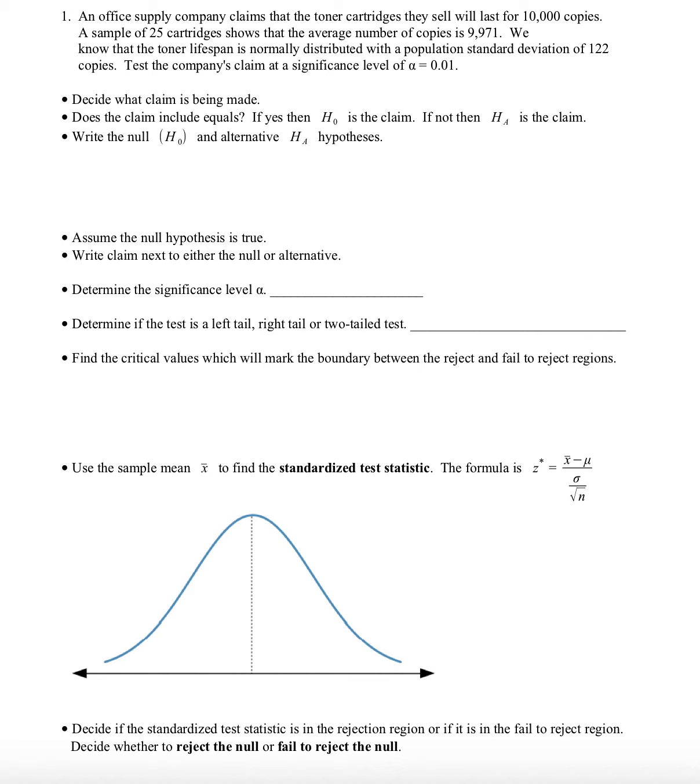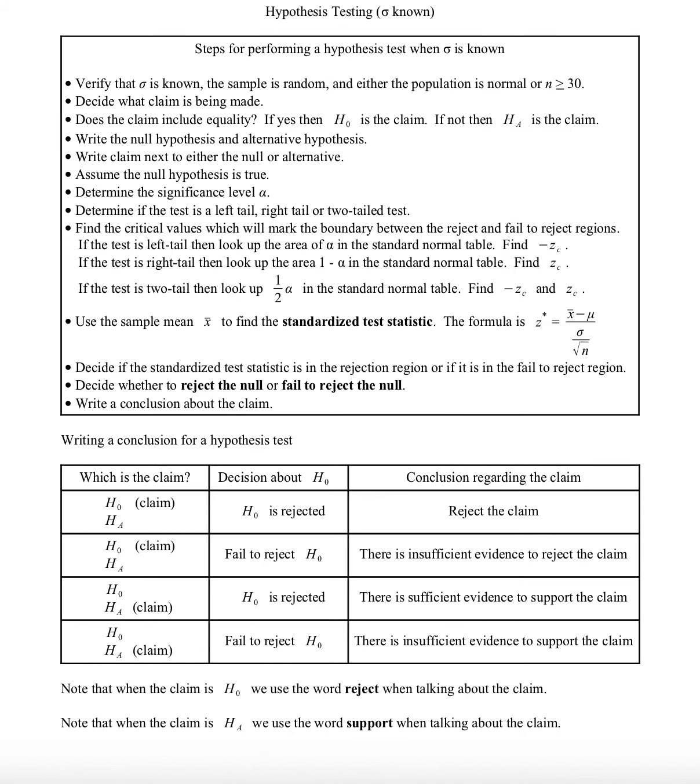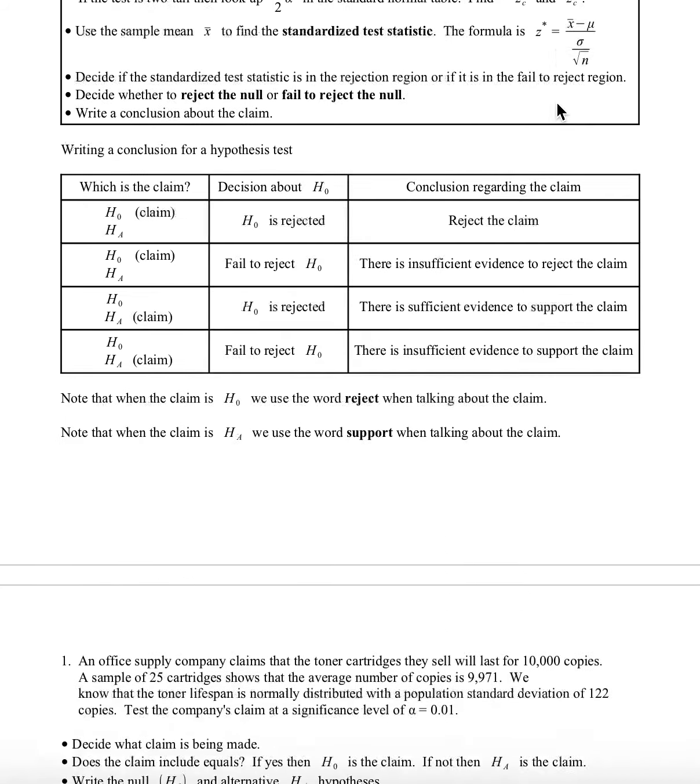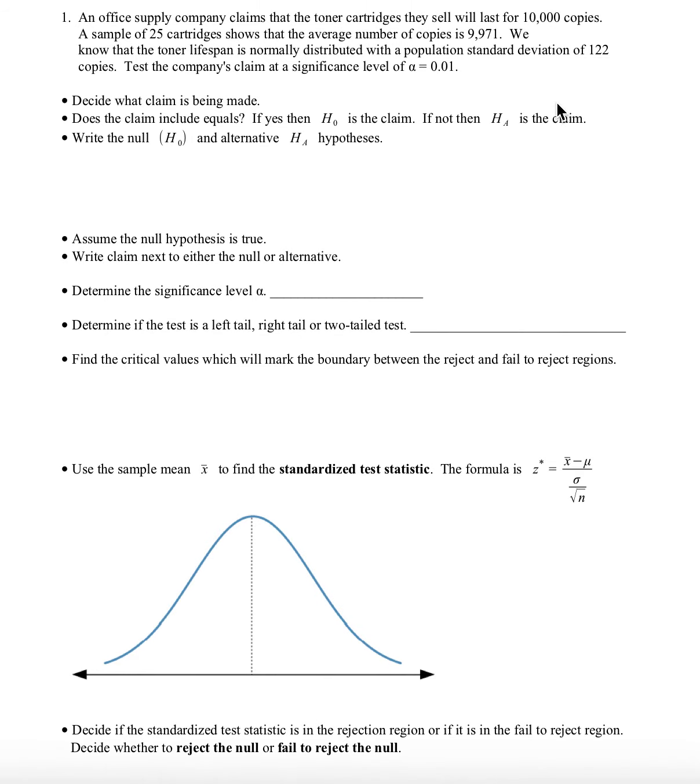So let's start with the first step. We want to verify that we actually can use the hypothesis test in this situation. According to the steps, we have to verify that sigma is known and that the sample is random, and we have to have an original population distribution that is normal or a sample size at least 30. Do we have that in our situation?